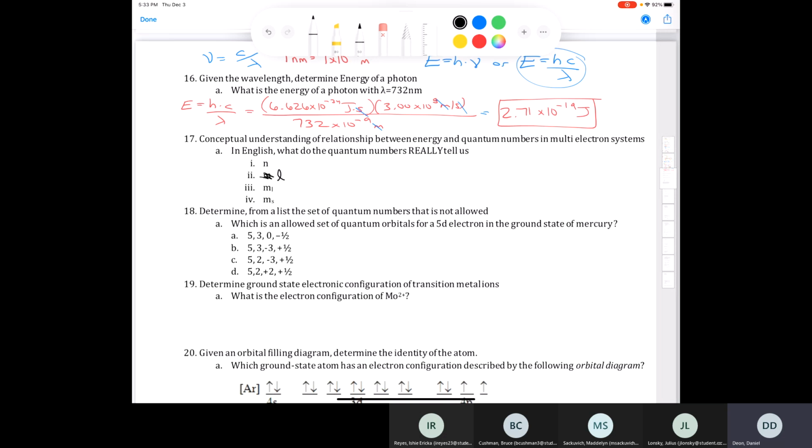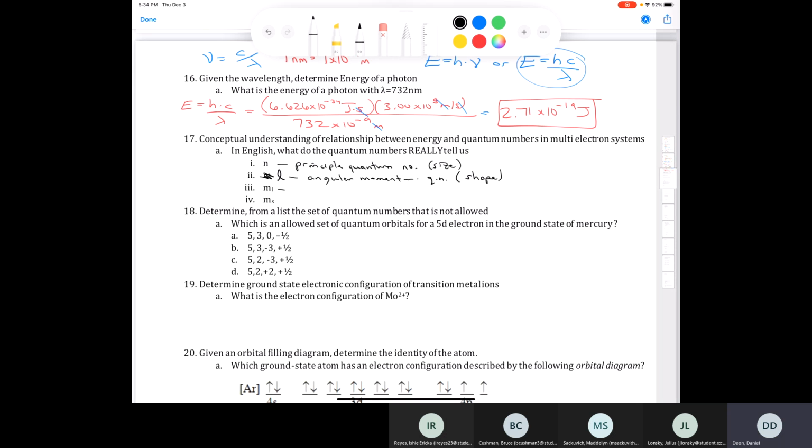Well, I think that you don't have to know anything more than n is the principal quantum number, and it tells us about the size. Okay, l is the angular momentum quantum number, and it tells you about the shape of the orbital.